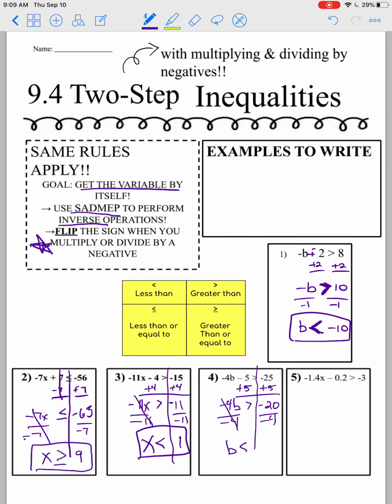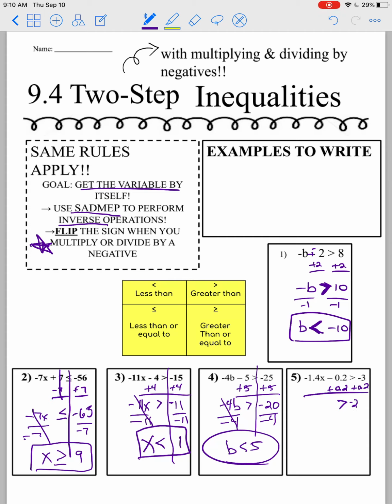I've got to point it to the left. Negative divided by negative is a positive. 20 divided by 4 is 5. And here, I'll clean that one up since that line makes it look like a 15. And we'll do one more. Plus 0.2, plus 0.2.